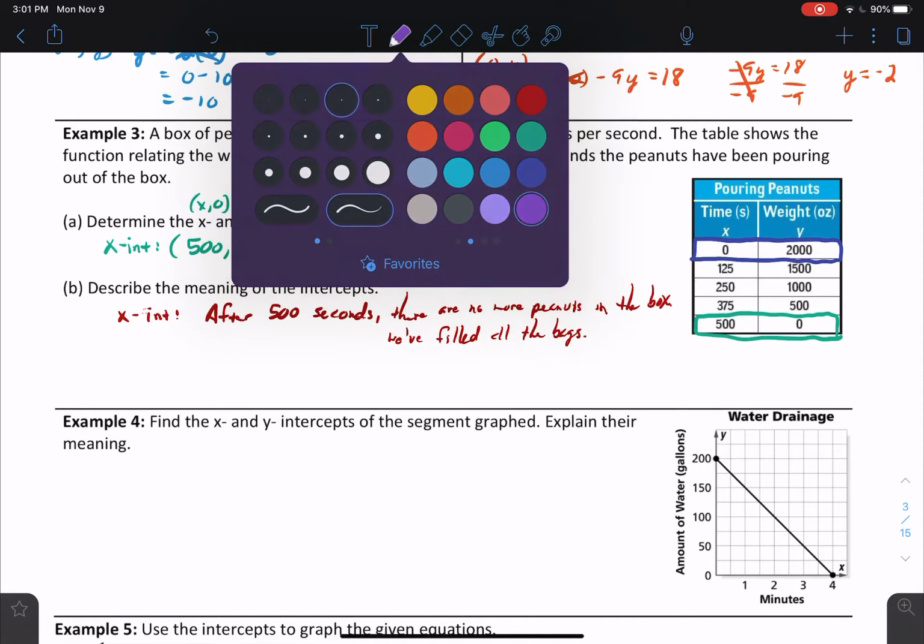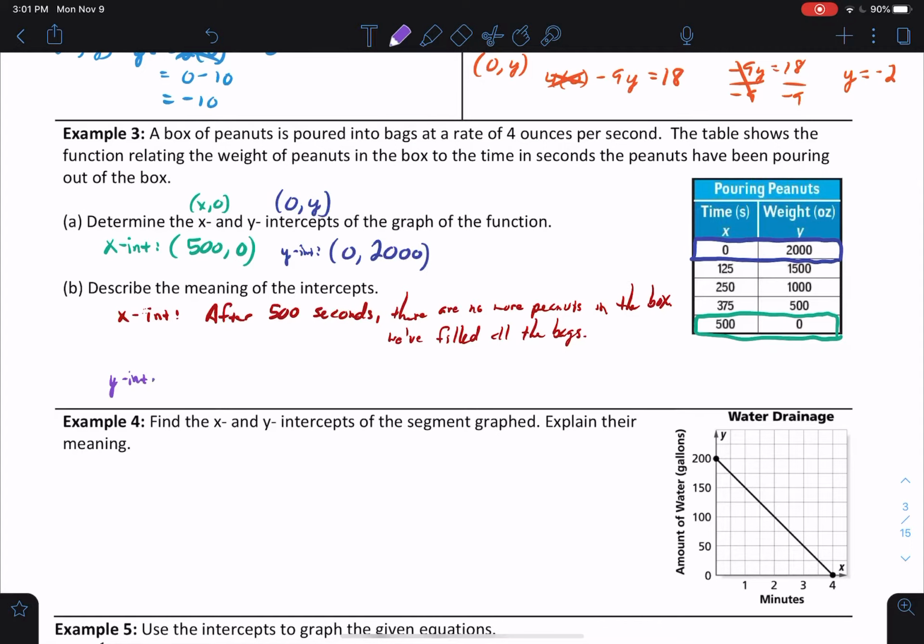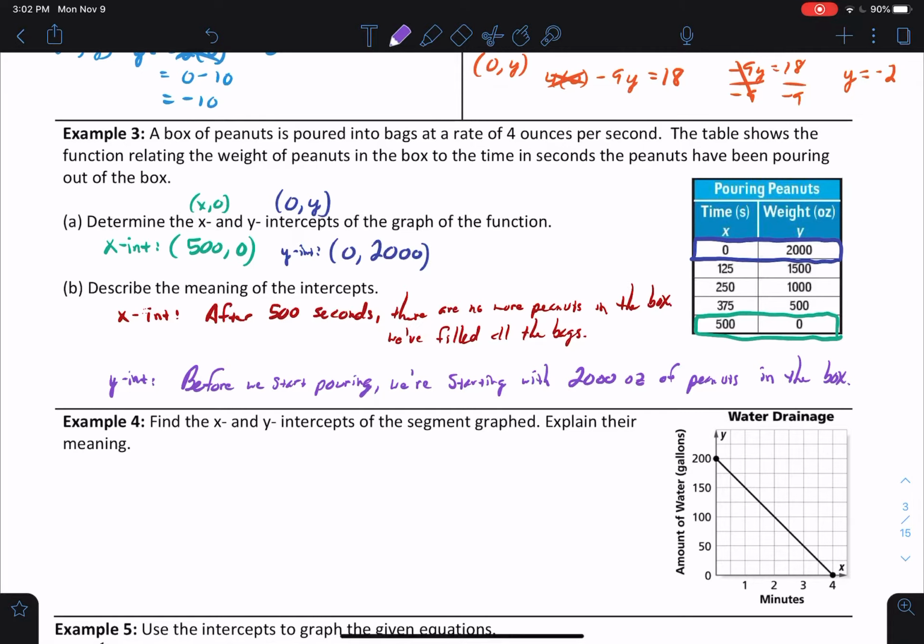All right, the y-intercept represents the beginning. Before we start pouring, because 0 seconds have passed. So before we start pouring, we're starting with 2,000 ounces of peanuts in the box. That's what the y-intercept represents. It's your beginning. No time has passed.